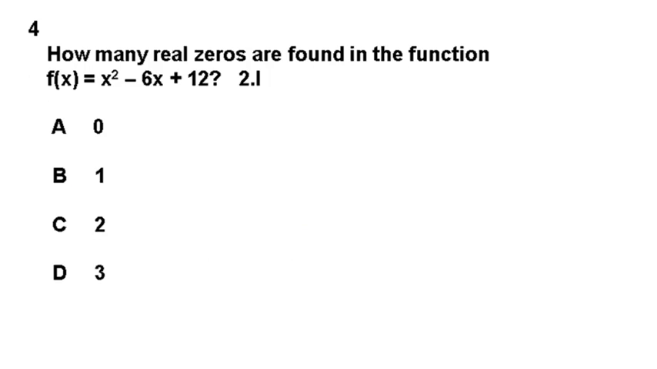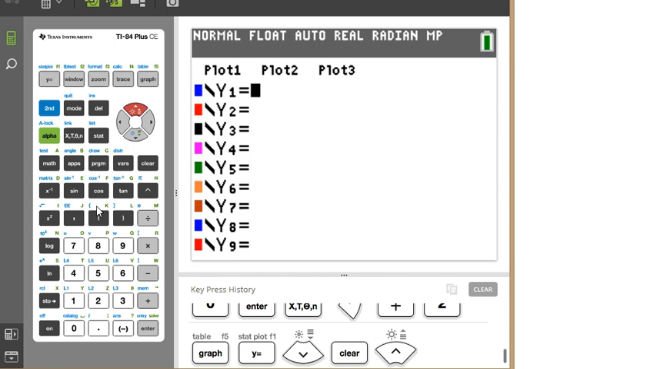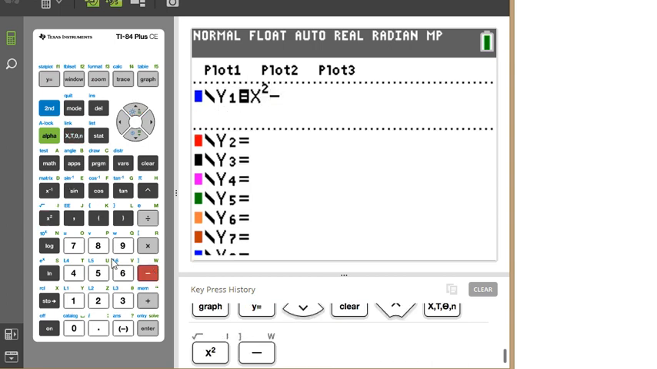Next, how many real zeros are found in the function f(x) equals x squared minus 6x plus 12? We're going to go to the calculator. X squared minus 6x plus 12, and we graph that.